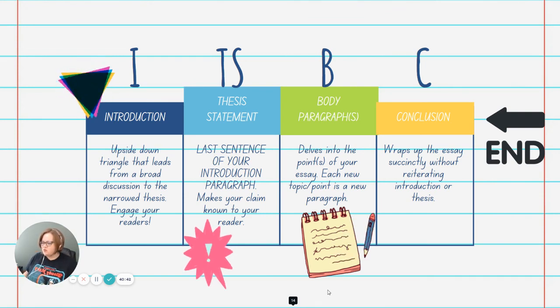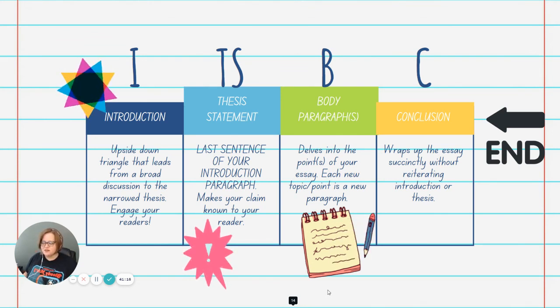Your thesis statement is going to be the last sentence of your introduction paragraph. It's going to make your claim known. You are going to avoid blanket statements in your thesis statement like the right to keep and bear arms is an American value. A lot of people may agree with that claim, but many also disagree with it. You are going to need to incorporate precise examples into your thesis statement. So you can say something like the right to keep and bear arms is a constitutional right.